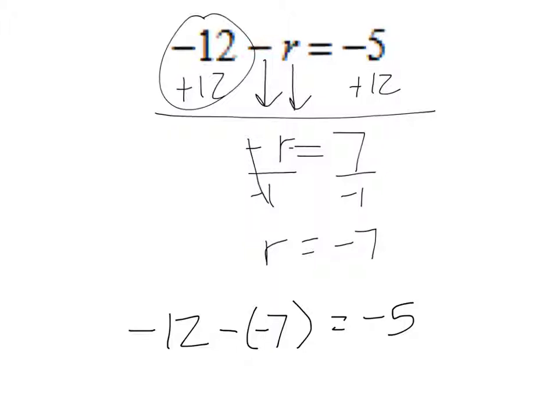So it says minus r. R happens to also be negative 7, so minus r would be minus negative 7. So when we check that, this is actually going to turn into a positive, and then negative 12 plus 7 does equal negative 5. So that works, and there is our answer.